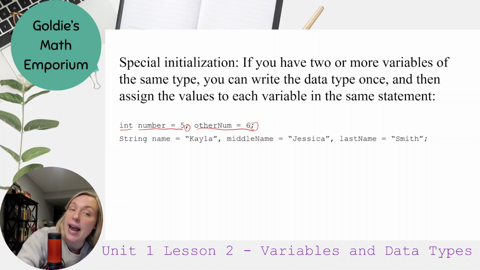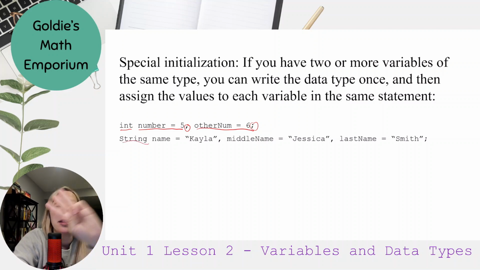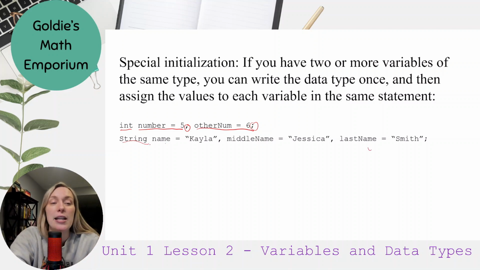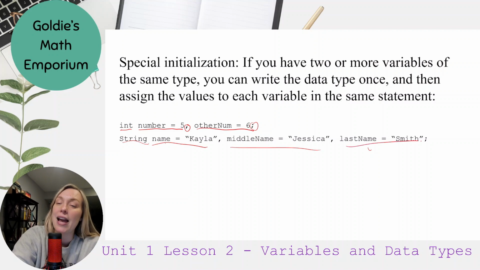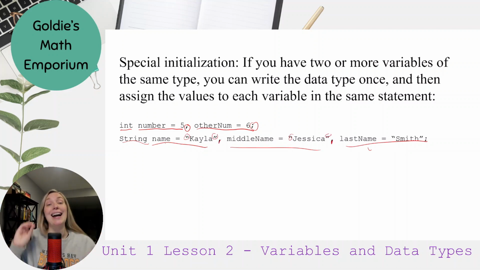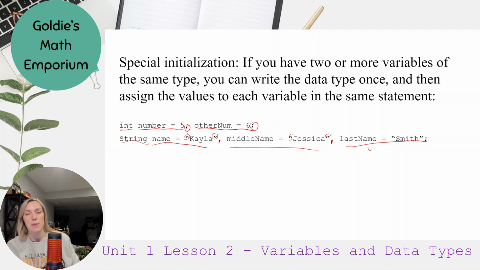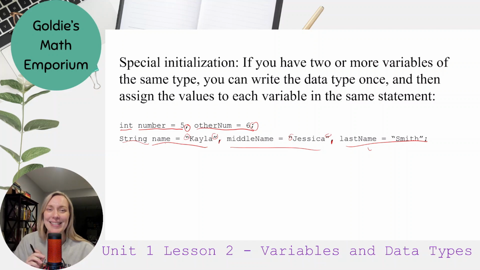Okay. Same thing if I had string name and I had 3 names. I had my name, middle name, last name. Okay, name, middle name, and then last name. Since they're all strings, they all have those quotation marks around them. And then every time you do the special initialization, you separate it by commas, and then you put the semicolon at the end. Okay. So if you see that, if that slips into code, just know that that is legal, that's allowed, that's a thing. So now you don't have to be surprised if you see that.